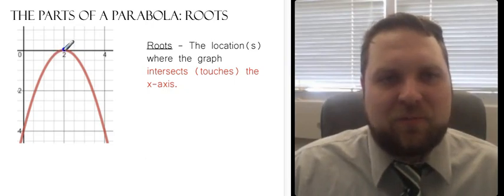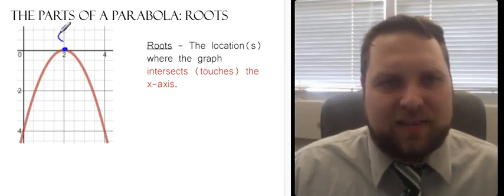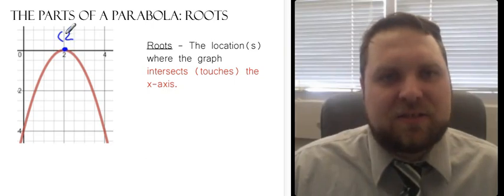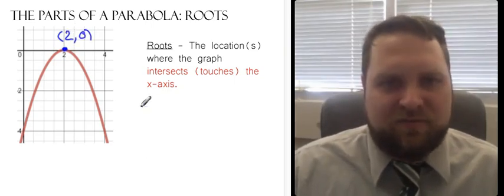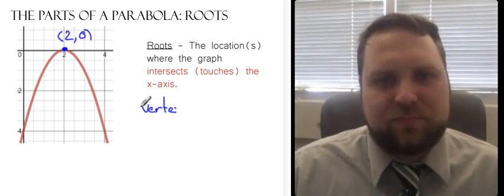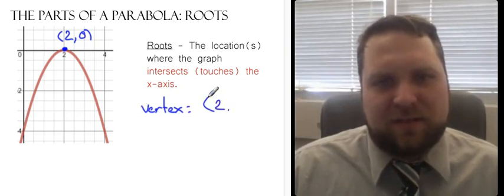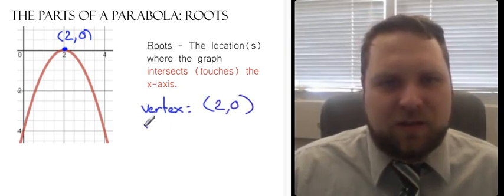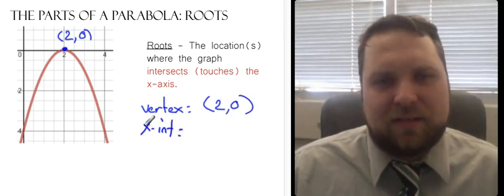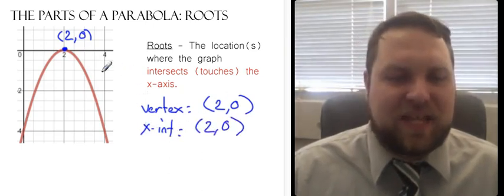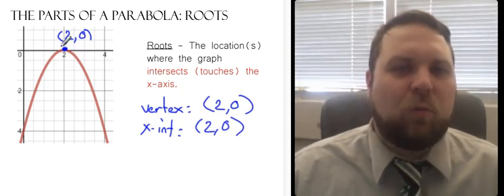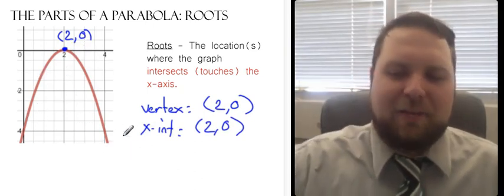And that will happen when the root and the vertex are at the same place. So here, our vertex is at (2, 0), and our root, our x-intercept, is also at (2, 0). So when the root and the vertex are the same, you will only have 1 root for the parabola.